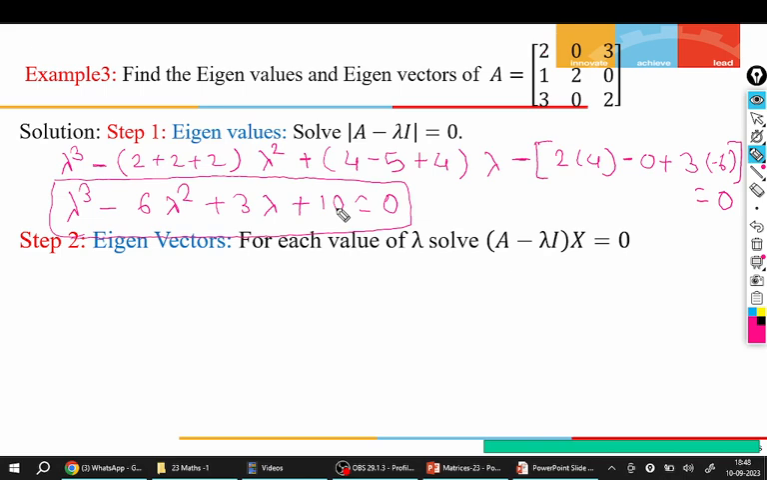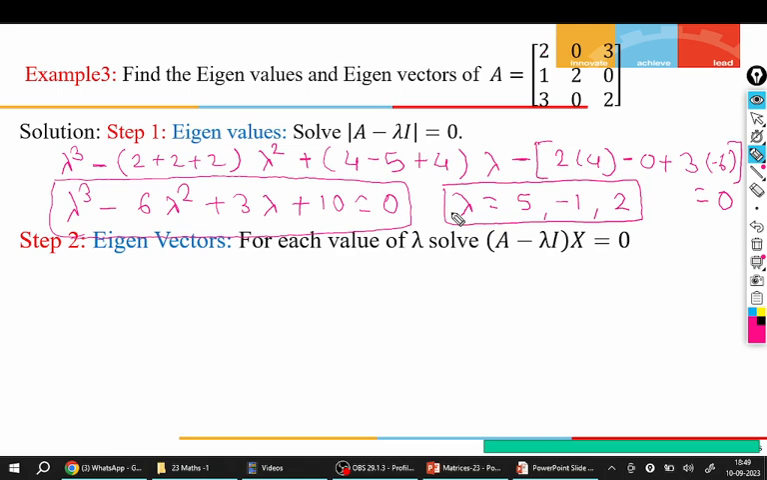X1 is 5. Then again press that button. So minus 1 and 2. So 5, minus 1, 2, these are the eigenvalues. So you can write down directly lambda is 5, minus 1 and 2. So these are our eigenvalues. That is the end of step 1.